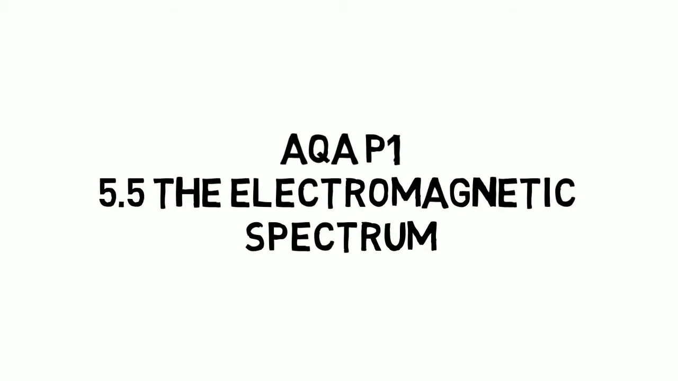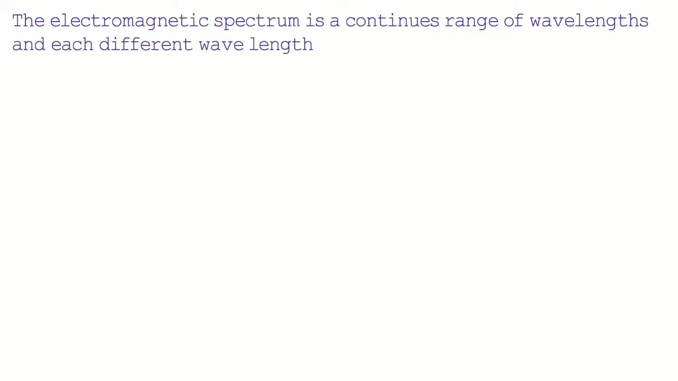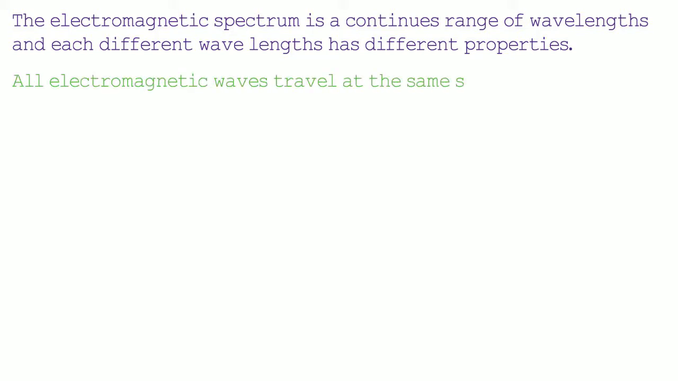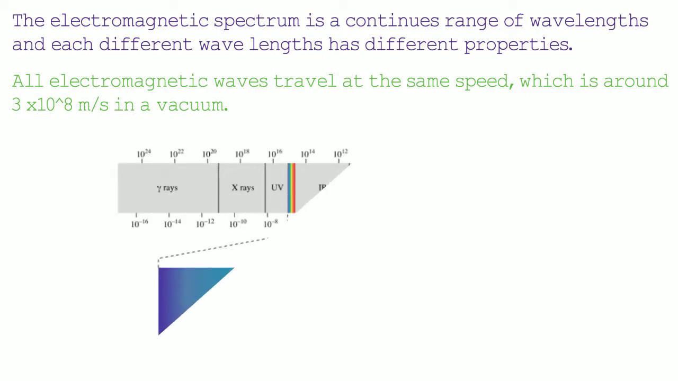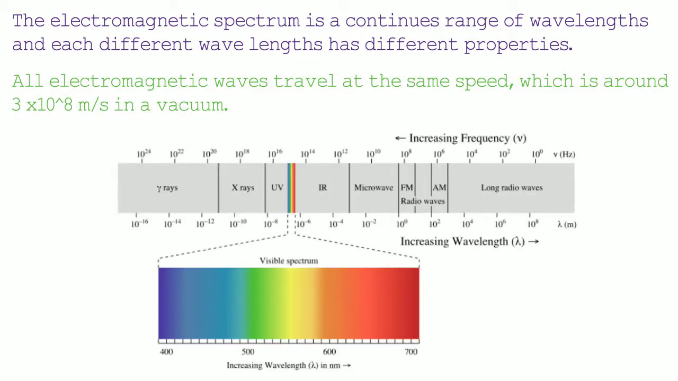Hi, this video is going to be introducing the electromagnetic spectrum. The electromagnetic spectrum is a continuous range of wavelengths, and each different wavelength has different properties. All of the electromagnetic waves travel at the same speed, which is around 3 times 10 to the power of 8 meters per second in a vacuum.